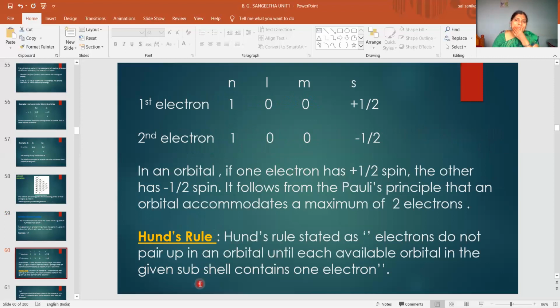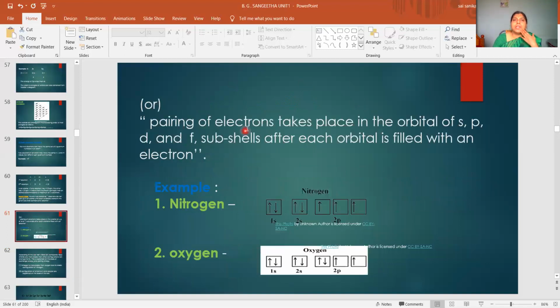Then next, come to Hund's rule. What is Hund's rule? Hund's rule is stated as: electrons do not pair up in an orbital until each available orbital in the given subshell contains one electron. Or you can define it in another way also: pairing of electrons takes place in the orbitals of the s, p, d, f subshells after each orbital is filled with an electron.